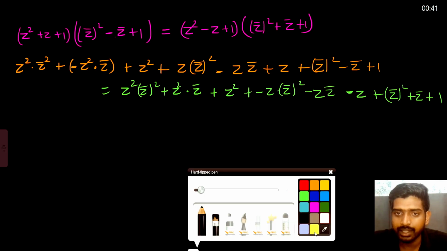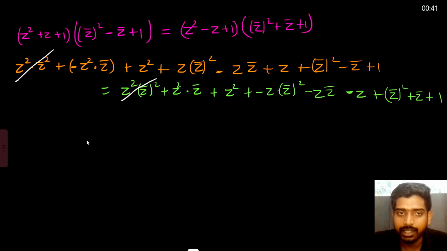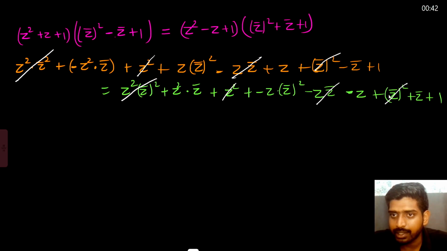Now look carefully, anything is getting cancelled. We see z square multiplied by z conjugate square will get cancelled. Minus z square multiplied by z conjugate here, and plus z square by z conjugate there, will not get cancelled. Now z square and z square will get cancelled. Z multiplied by z conjugate square, this also will not get cancelled. Minus z into z conjugate and minus z into z conjugate will get cancelled. This z will not get cancelled, and the z conjugate square and z conjugate square will get cancelled. This z conjugate will not get cancelled. Plus 1, this plus 1 will get cancelled.